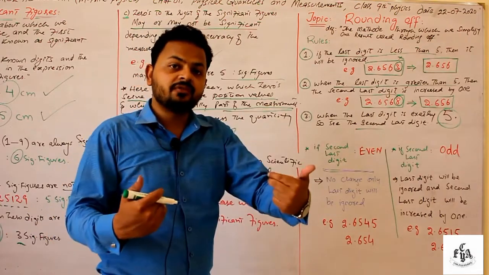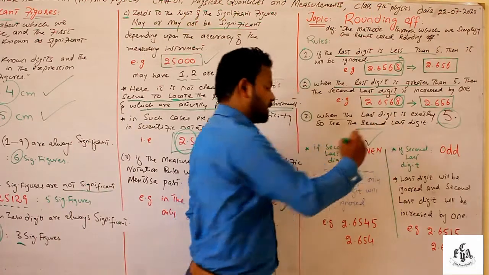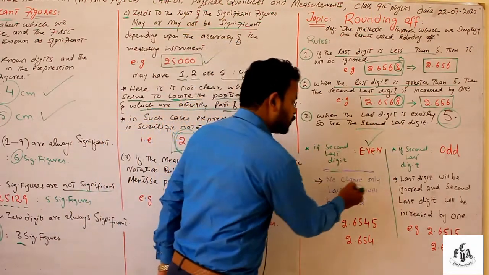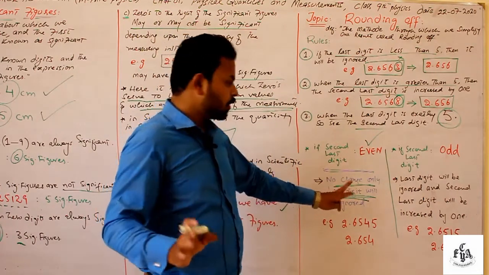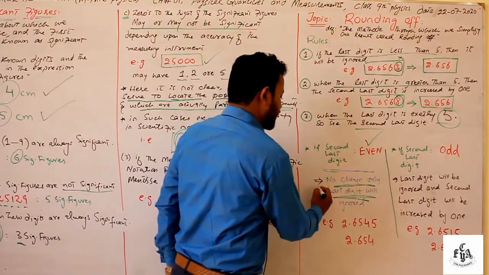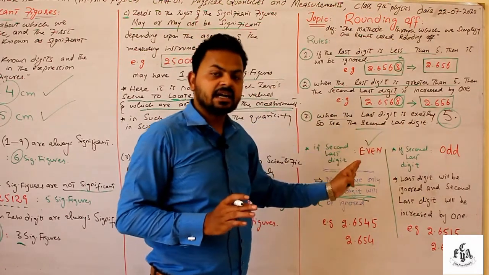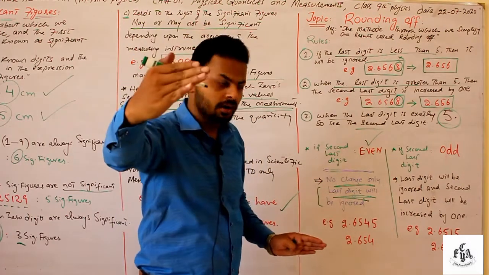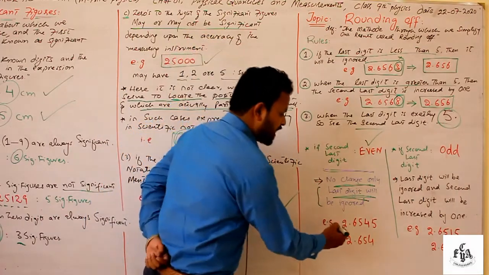We observe the second last digit. If the second last digit is even, what we do? No changes are observed, only the last digit will be ignored. Like, the last digit is 5 and the second last digit is even, so the last digit will be ignored and no changes will occur.